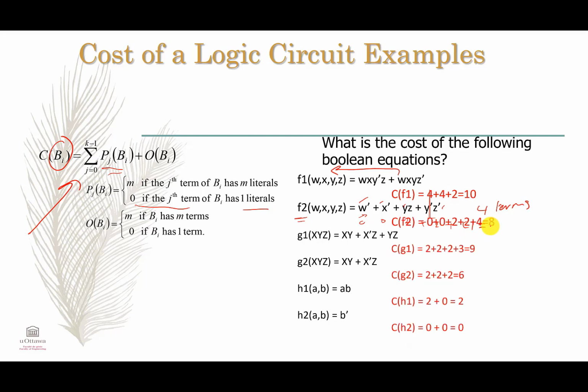Now, what about the cost to implement function G1? This term has 2 literals, this term has 2 literals, this term has 2 literals, and we have 3 terms. So 2 plus 2 plus 2 plus 3 will equal 9. What about this one? 2 terms, 2 literals, 2 literals, and 2 terms. So 2 plus 2 plus 2 will equal 6.